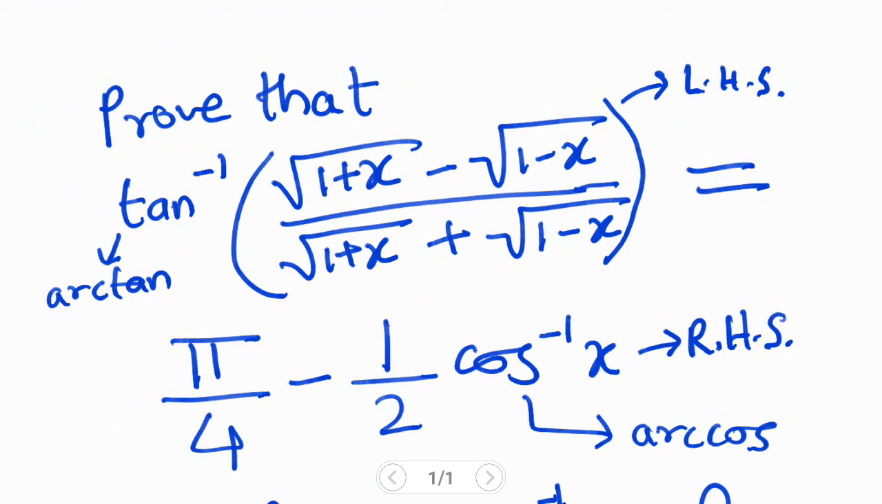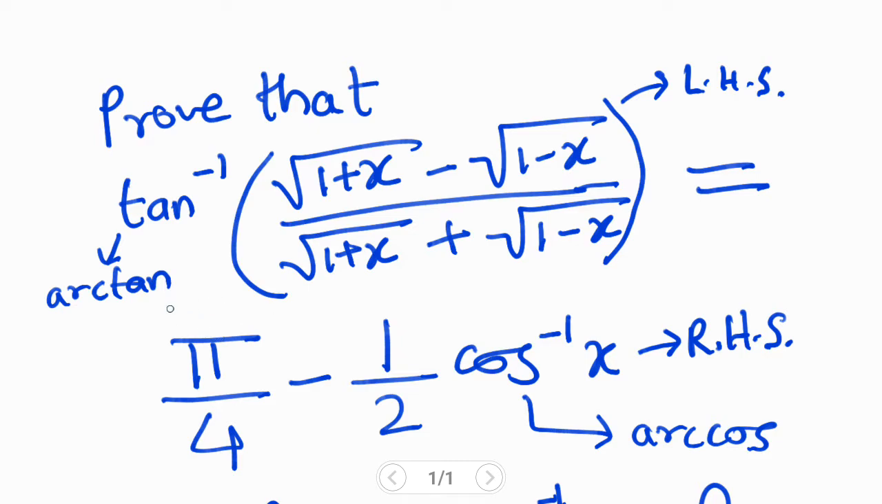In this proof, we will call the left hand side LHS and the right hand side RHS, and we will simplify both LHS and RHS and arrive at a common expression and prove that they are equal. So let us first start with LHS.